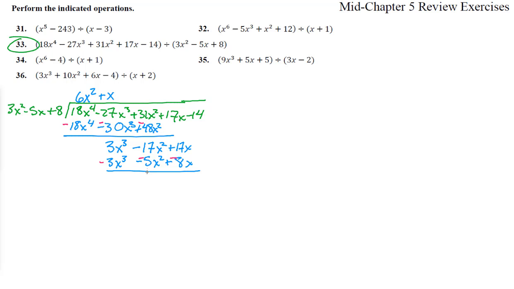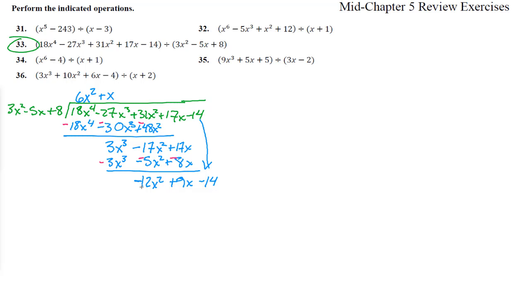That's negative 17 plus 5. That is a 12x squared. And then 17 plus a negative 8 is 9, plus a 9x. And then minus the 14. That guy drops down. 3x goes in. Oh, wait, that's a negative 12x there. Ooh, that could have been messy. Negative 17 minus minus 5 is negative 12x.